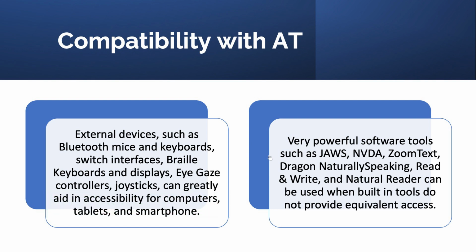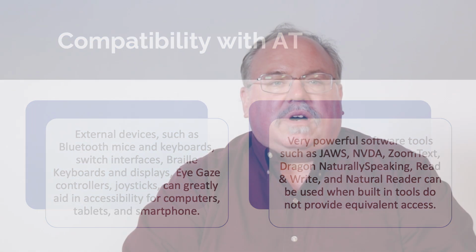Very powerful software tools such as JAWS, NVDA, which stands for Non-Visual Desktop Access, ZoomText, Dragon NaturallySpeaking, TextHelp Read and Write, and Natural Reader can be used when built-in tools do not provide sufficient access for the individual with a disability. The accessible software we will be discussing works primarily in the Windows operating system.